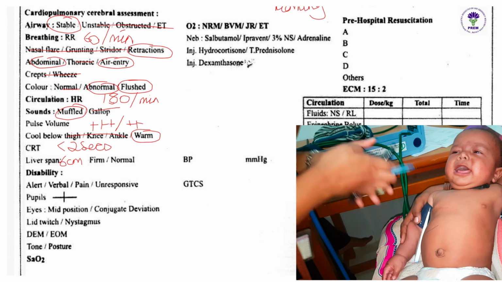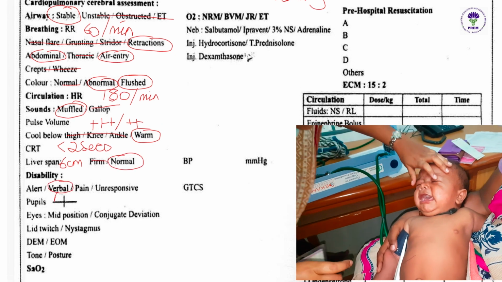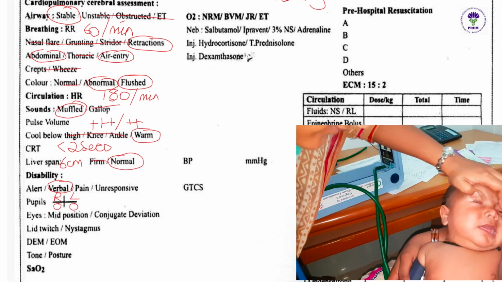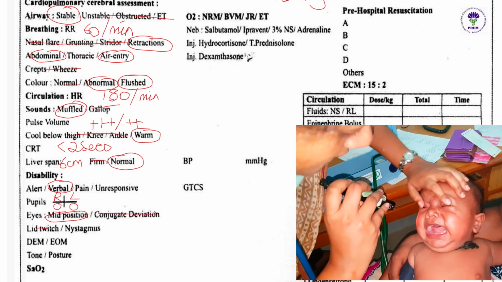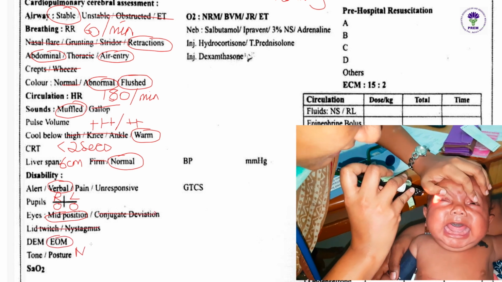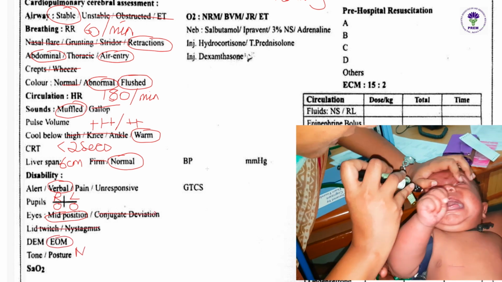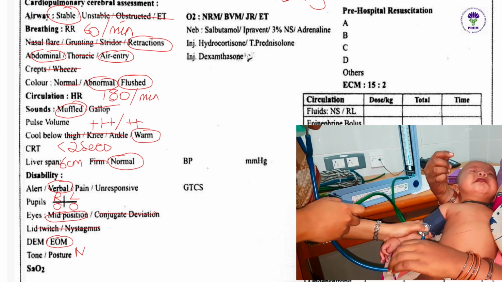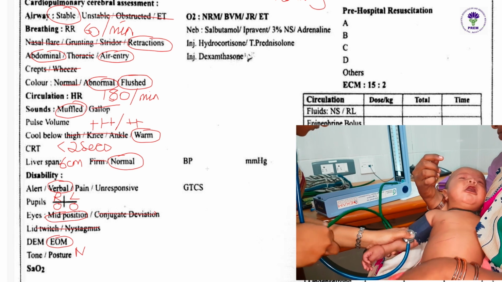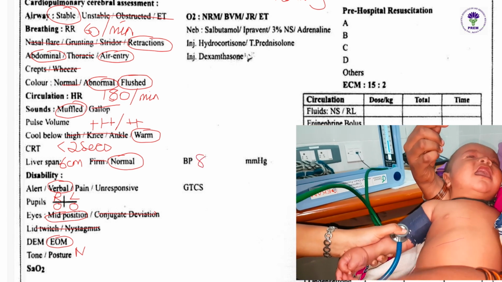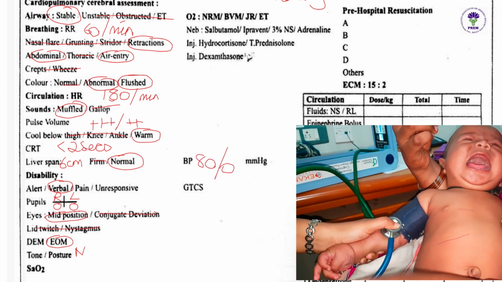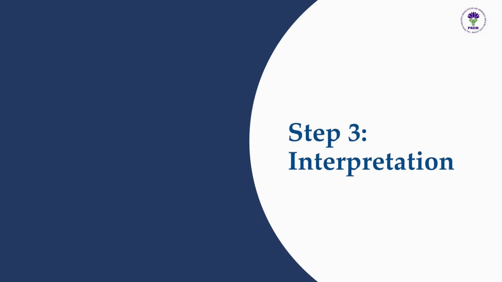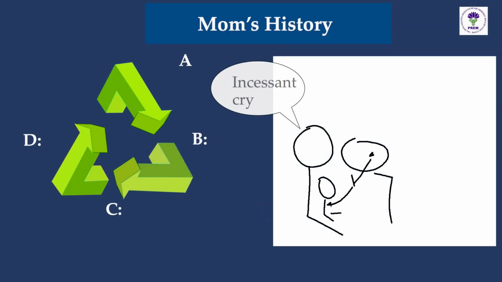Liver span 6 centimeters normal. He's responsive to voice, eyes mid position. Extraocular movements normal, tone and posture normal, pupils equal, reacting to light. Blood pressure 80/0. Since mum reports incessant cry, disability is interpreted as altered level of consciousness.